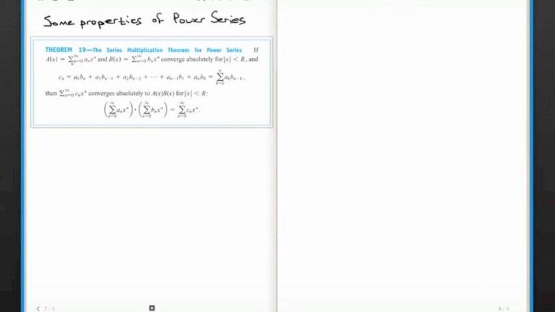If a of x equals the sum of this power series, we sum up all these terms and it gives us this function a of x. And b of x, we sum up all these terms in this power series and it converges on this function within some radius. It doesn't go everywhere, just within some radius. And this is where it gets crazy. C sub n equals a0 bn plus a1 b n minus 1 plus a2 b n minus 2, and so on. This becomes the sum of a k times b n minus k from k equals 0 to n.